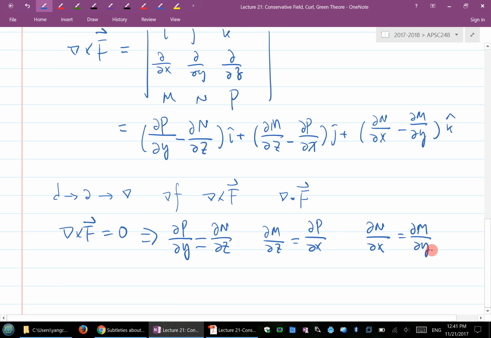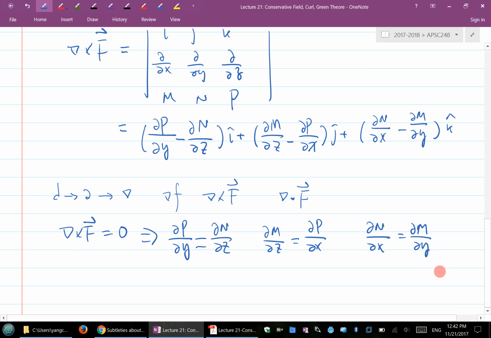So that's equivalent to checking whether the field is conservative or not. Just check the equality of the three expressions here. If they're the same, it's conservative. If it's a conservative field, then they must be the same. So that's basically what this logic says.